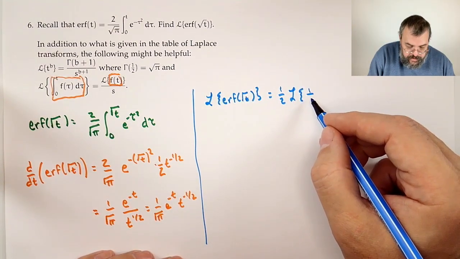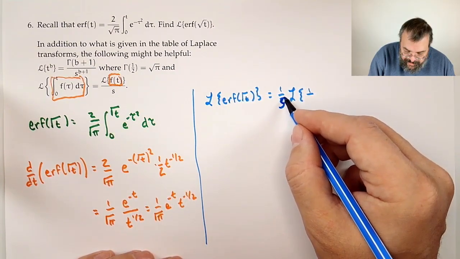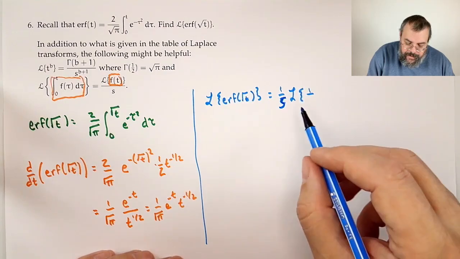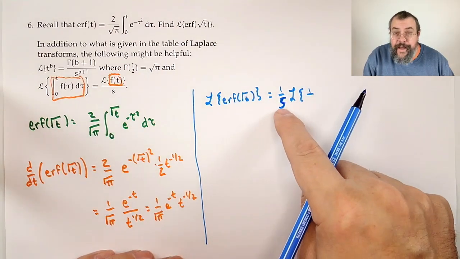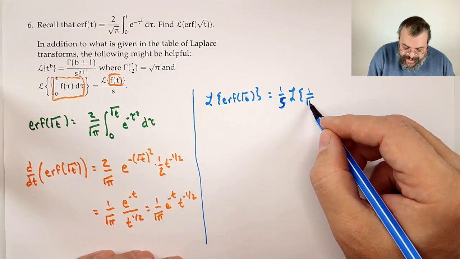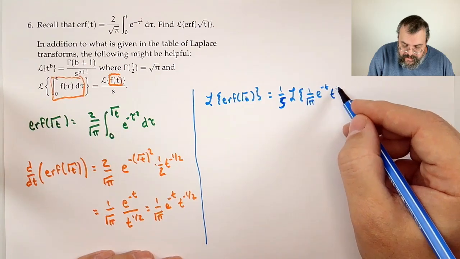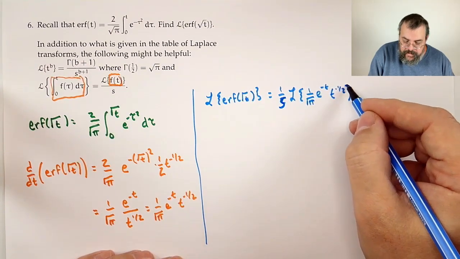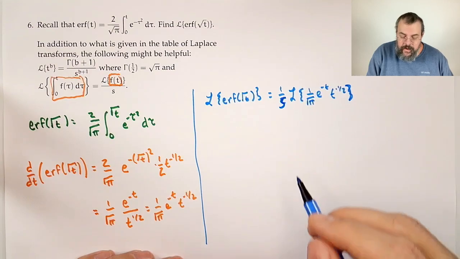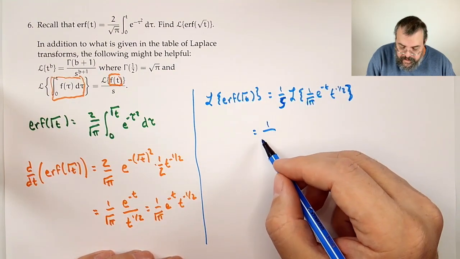1 over, no, that's an s. It looks like a 2. Sorry about that. What? No, it looks like a 5. That's an s. 1 over square root of pi, e to the minus t, t to the minus 1/2. Okay. Well, we can certainly bring out the square root of pi.